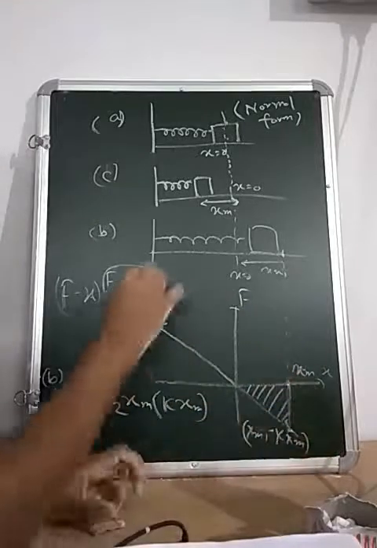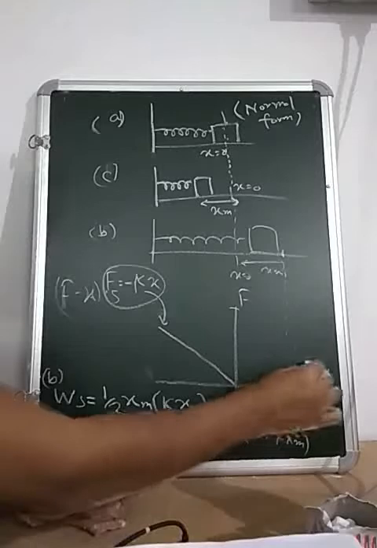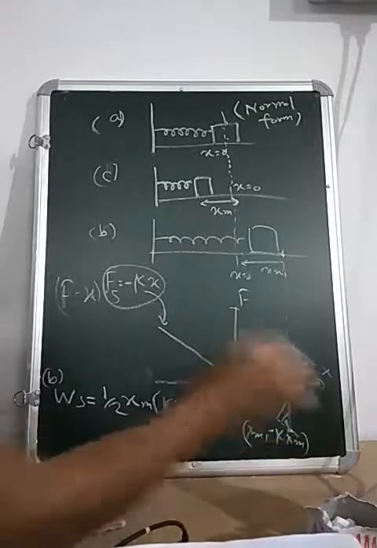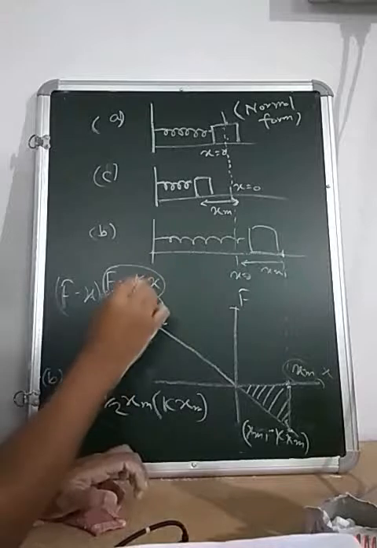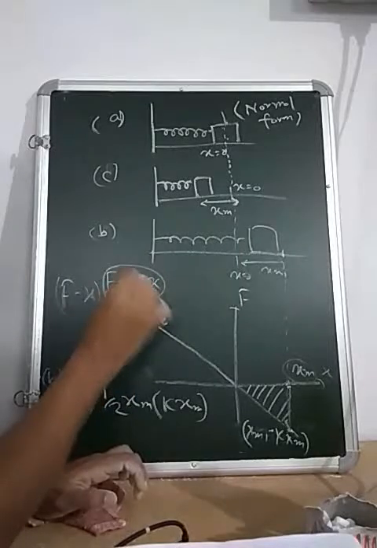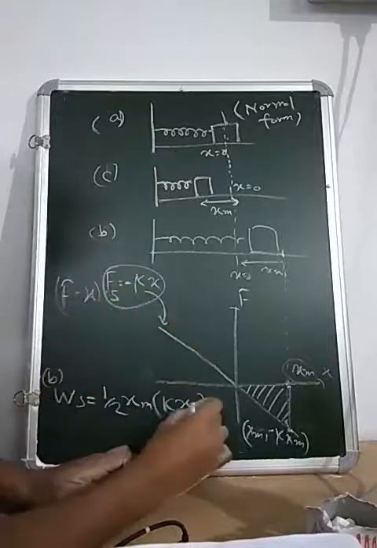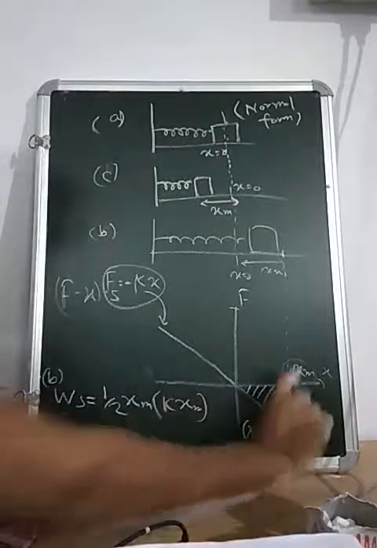And how do we get this minus k into xm? By putting the value of x at this point. At this point, the value of x is xm. So if we put x equal to xm, we will get the value of Fs, the spring force. What will the value of spring force be? k into xm. So this is the height of the triangle.